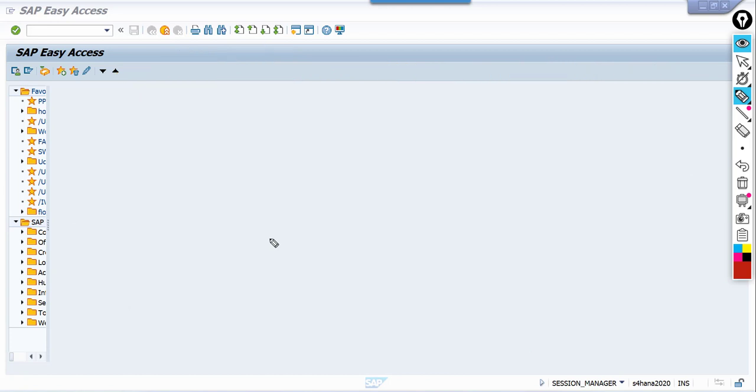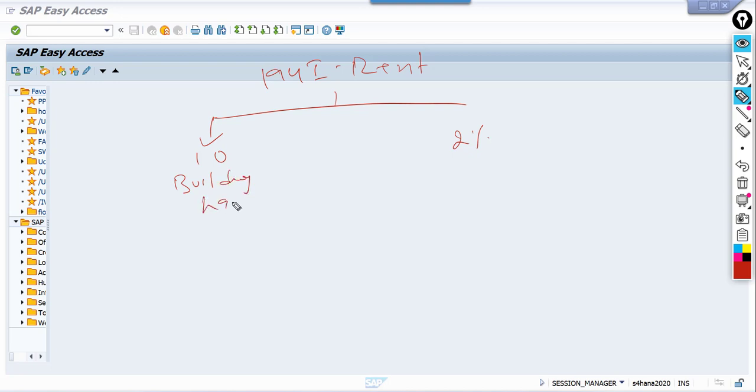Again, 194I section deals with rent. Again, this rent is divided into two parts, 10% and 2%. If it is a building or land like this, deduct 10% before making the payment. If it is machinery, plant and machinery, deduct 2%. Whether it is 10 or 2, deposit this to the income tax department.